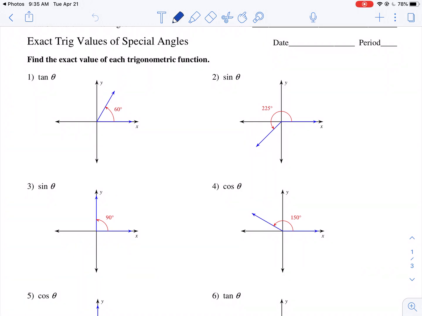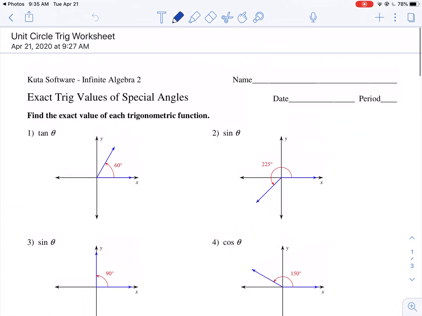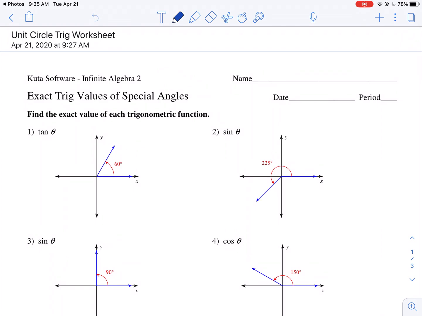This is the video answer key for the unit circle trig worksheets that you're getting, the two worksheets tonight. As you're working on this worksheet, make sure that you have two things to reference. Make sure that you, A, have your unit circle, and then B, the chart of trig values. Both of those are in your previous notes.